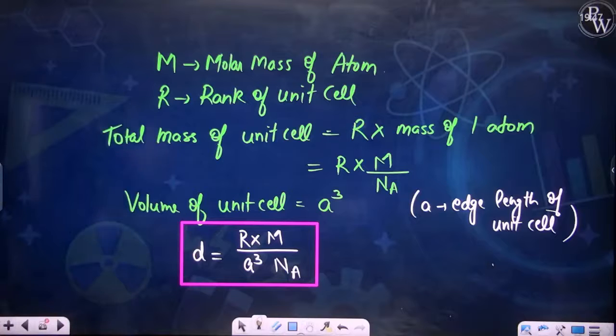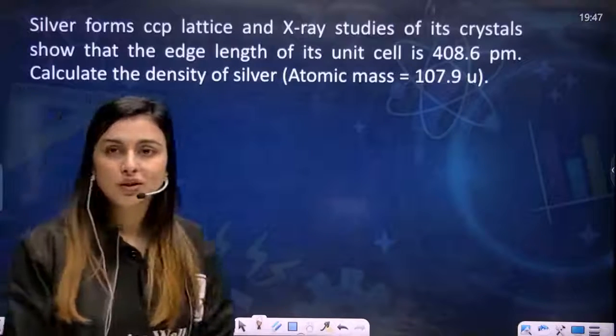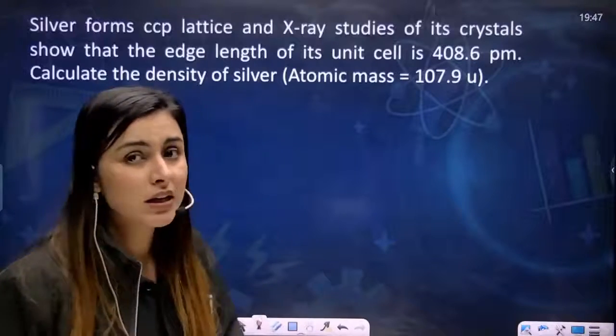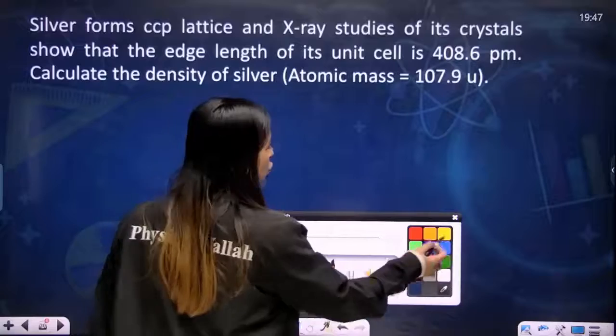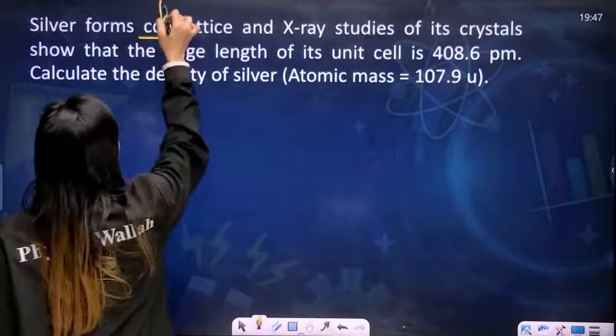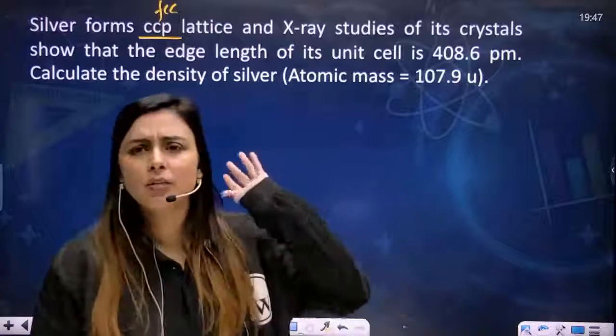Yeah, perfect. Now let's try to solve a question. Let's try to solve a question, to see how questions are asked on this part. The question says that silver forms CCP lattice. So when you are told CCP, this means FCC. Never ever forget, CCP means they are talking about FCC structure.